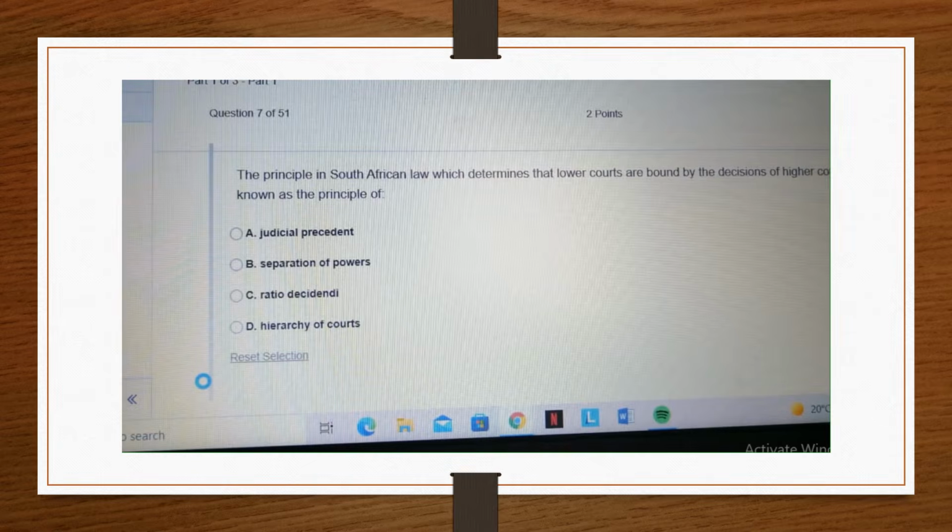Okay, let me just say the magistrate courts. After the magistrate court, we have the high court. After the high court, we have the Supreme Court of Appeal. After that, we have the Constitutional Court. Yes, that is the hierarchy of courts. So they do not bind the decisions of other courts. So the correct answer is judicial precedent. Just Google it, you're going to find the correct meaning. I just don't know where to find it because I know it by heart.